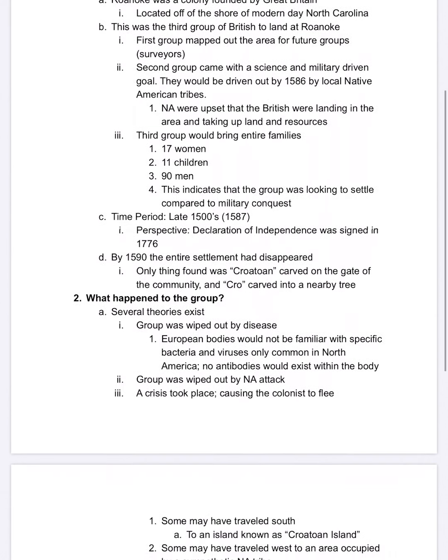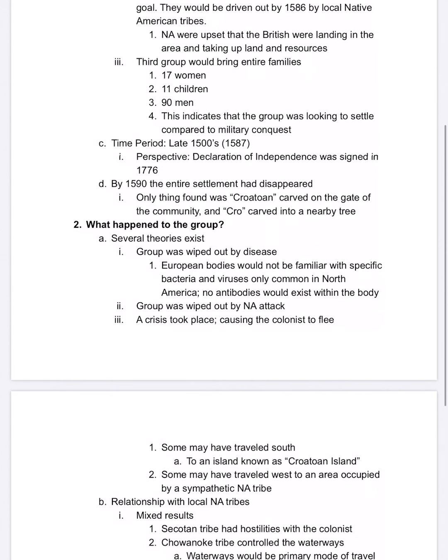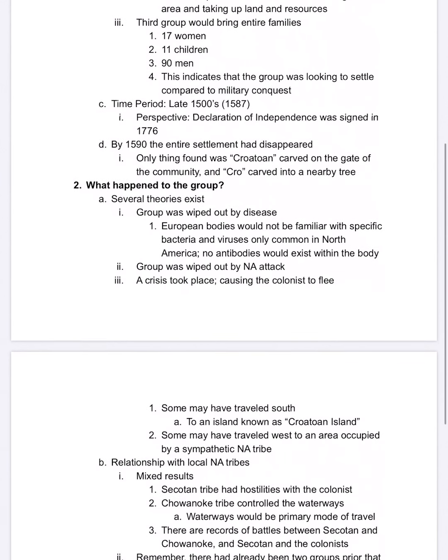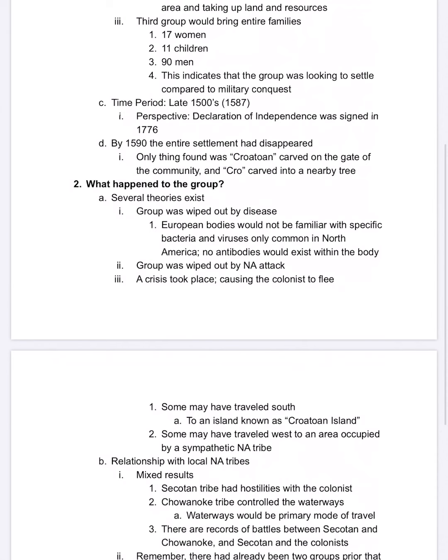The second group came with the intent of science and military. We don't really know exactly what that all entails, but what we do know is by 1586, the local Native American tribes would actually drive this group out because they saw them as invaders. A lot of the reason behind that was because the Native Americans were upset that the British were landing in the area and taking up land and resources.